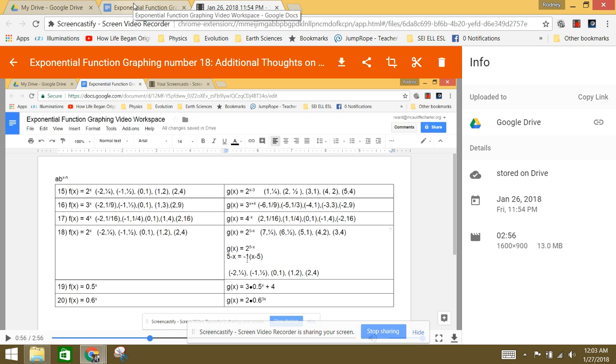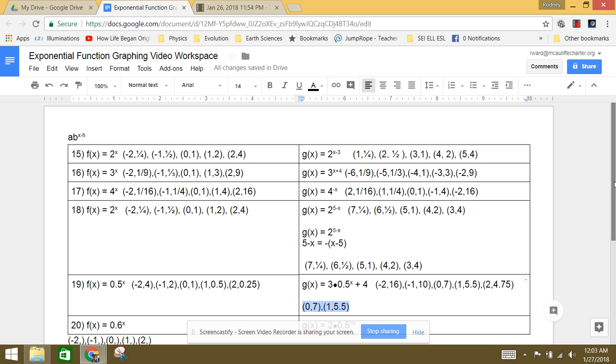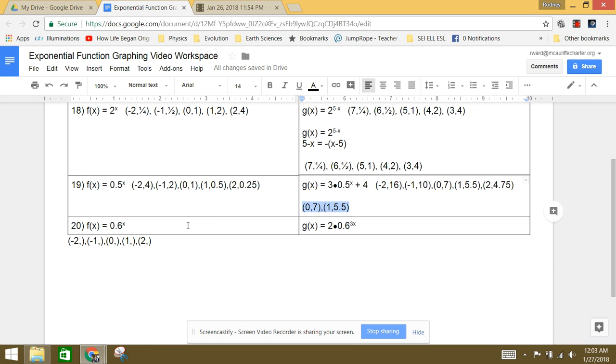Having said that, let's take a look at number 20. All right, so number 20, we've got f of x equals 0.6 to the x. I'm going to rewrite that as 3/5 to the x, because I think it's useful to think of it as a fraction in this case. I'll do it both as a fraction and as a decimal, so you can see how both could be done.